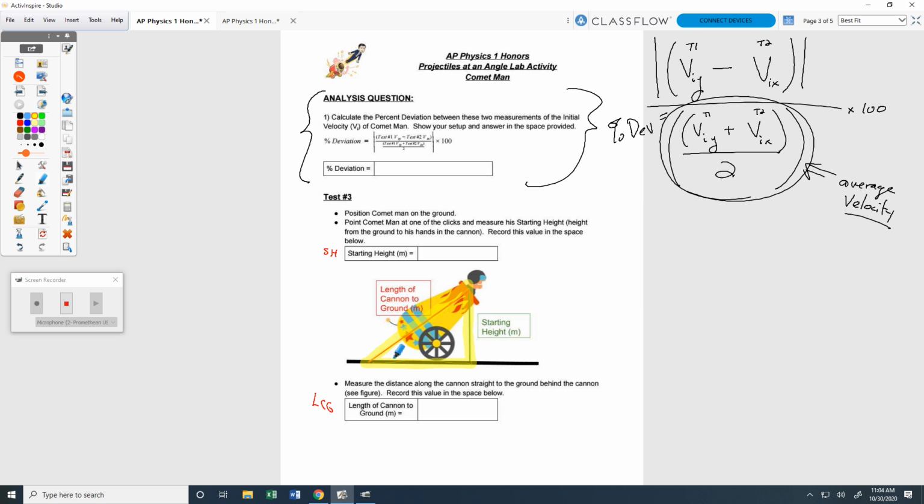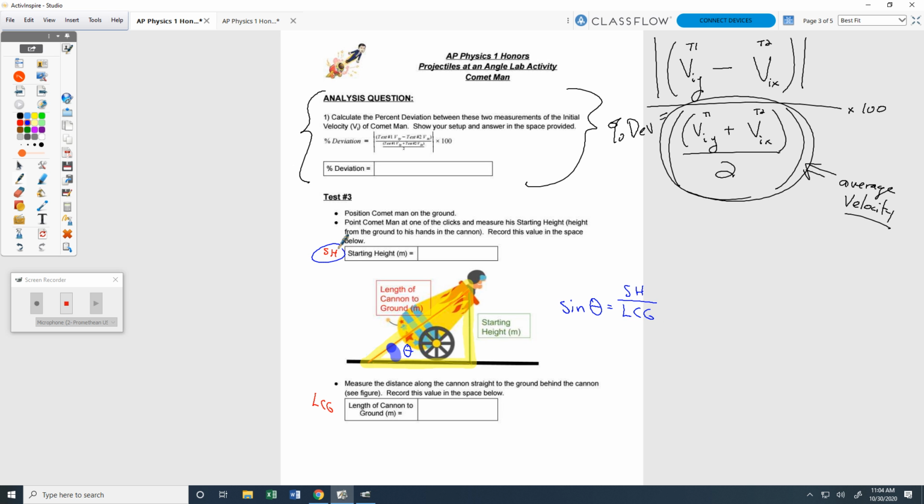Ultimately, what we want to actually find is this angle over here. So I want that angle right there, and to find that angle, this is theta, what I can think about is it's going to be the starting height over the hypotenuse, which is the length of the cannon. I should be able to use the sine of that angle is equal to my starting height over the length of the cannon all the way to the ground.